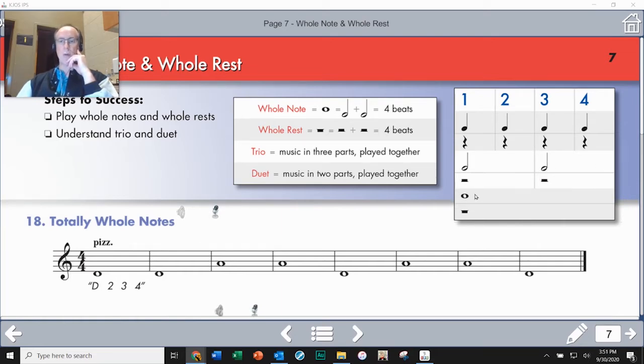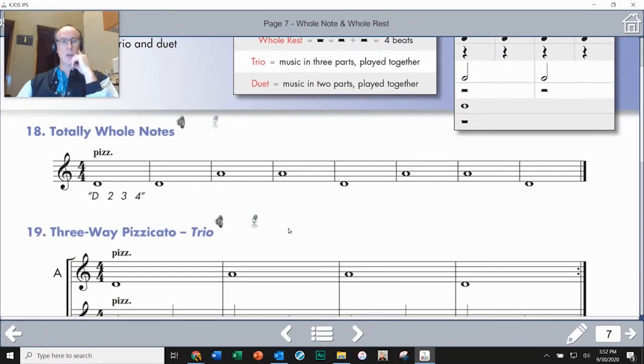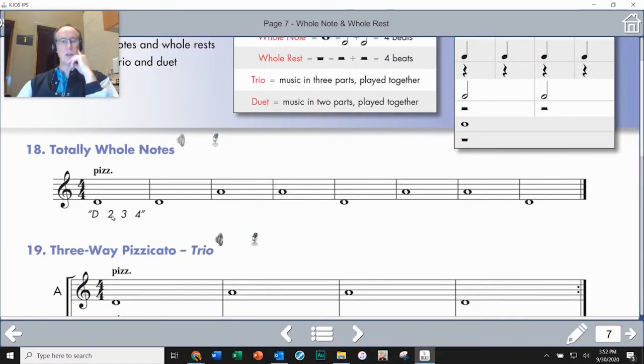Now here we are with a whole note. A whole note, look, it takes up the whole 4 beats of space there. So we're going to count to 4. We're going to pluck the whole note on beat 1, and then we're going to ring 2, 3, 4, all the way through there. And then the whole note rest is like a half note rest, but it's turned upside down. That's the difference. Okay, let's work through the songs together real quick here.